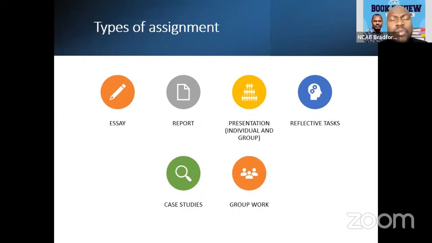Having said that, we want to look at the types of assessment or assignment that we deal with in higher education here in the United Kingdom. The first one is essay. Then the second one is report. Then the third one is presentation, either individual or group presentation. Then we've got reflective tasks, case studies as well, and group work. So these are the types of assessment that we deal with here in the United Kingdom.